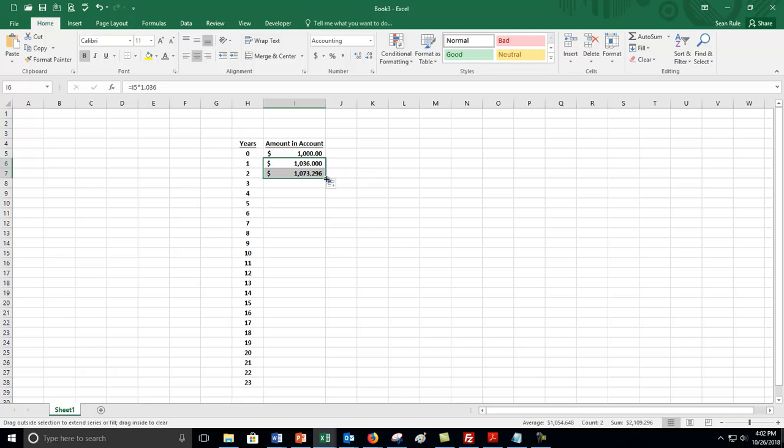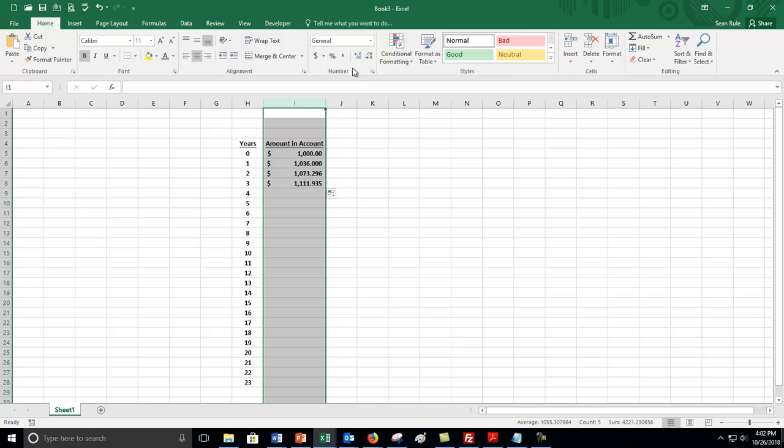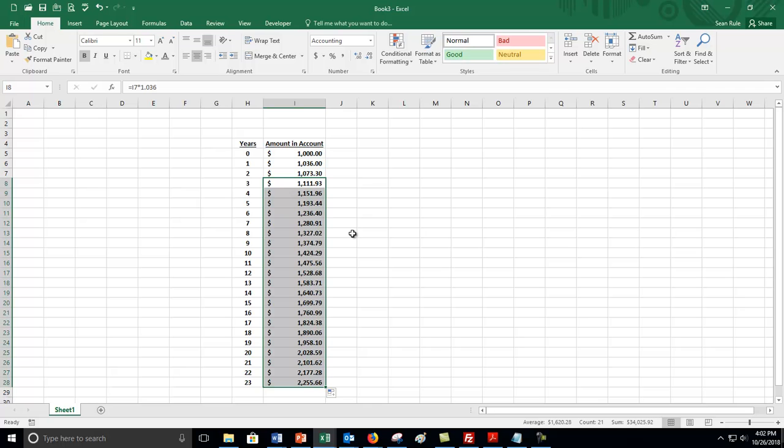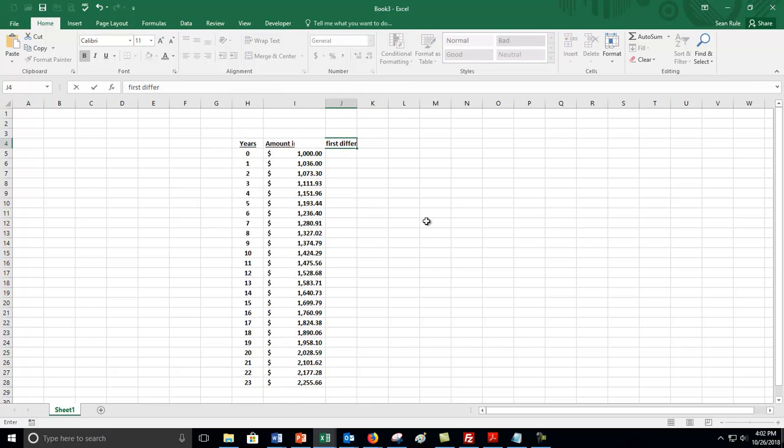Because every time you drag it down, you end up with, let's get these decimals a little bit less, and let's make it make more sense. We don't need tenths of a cent. There, maybe one more. There we go. So each time you drag it down, it's taking 3.6% of the previous amount and knocking it downward. So what I'm going to do here, just to reiterate what we were talking about, let me do the first differences here.